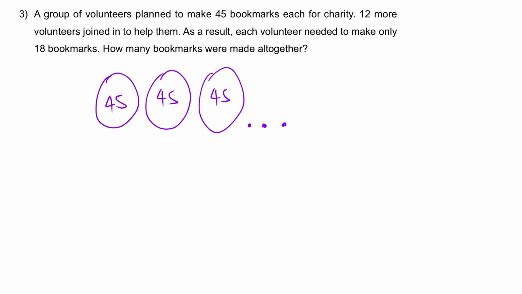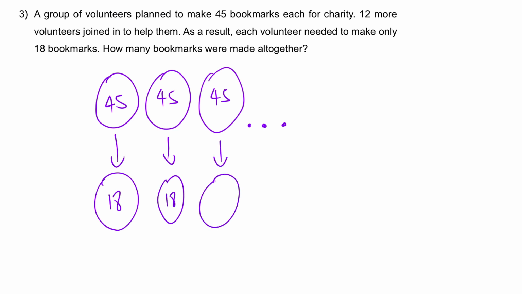Okay, then there came 12 more people. Suddenly, each of them just needs to do 18, 18, 18, so on and so forth. Now look at this reduction. Each of them is reduced by how many bookmarks? From 45 to 18, that will be 27, minus 27, minus 27.